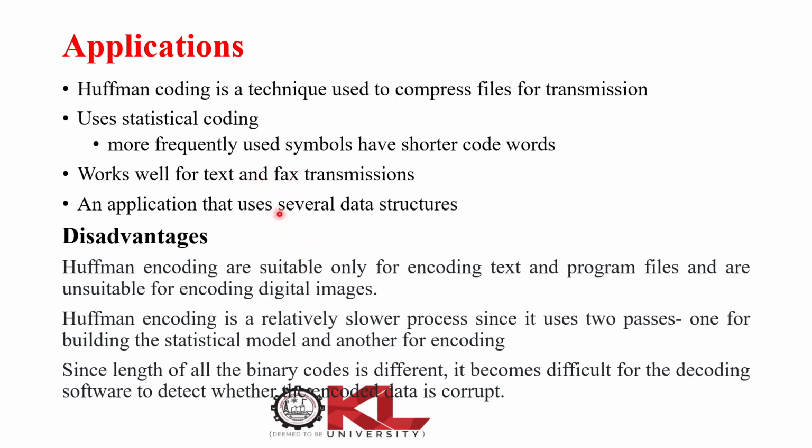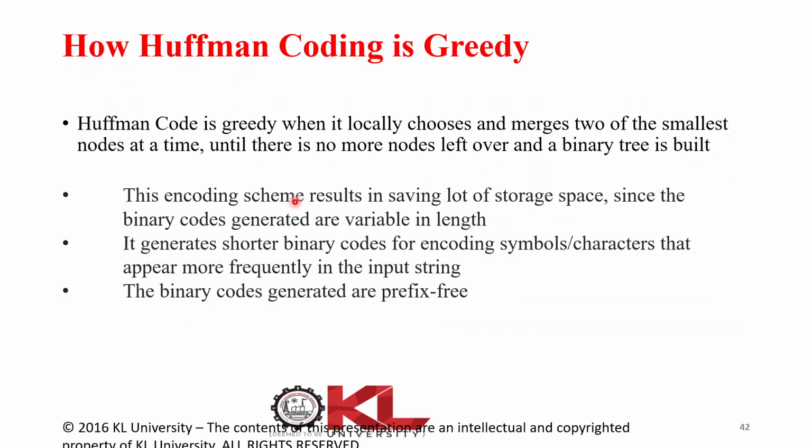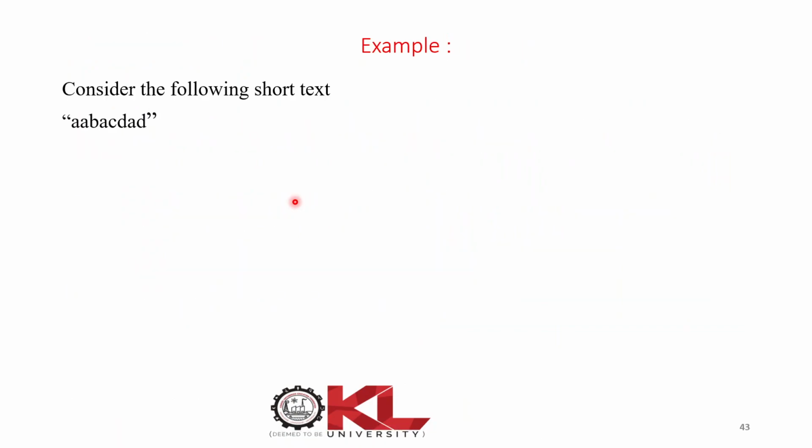The applications are that it works well with text and fax transmissions, and it is used for several data structures. The disadvantages are that the encoding is suitable only for text, and image files and programming files can't be encoded with the help of this. And Huffman encoding is relatively a slower process, because it is a 2 pass process, one for building the statistical model and another for encoding. So in this way we can work on Huffman coding.